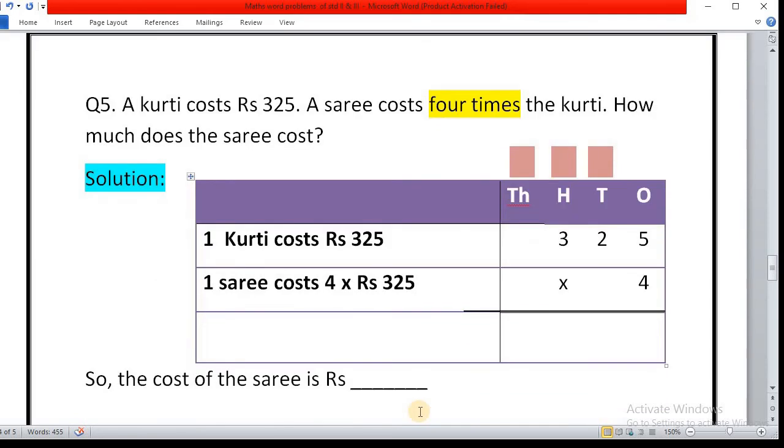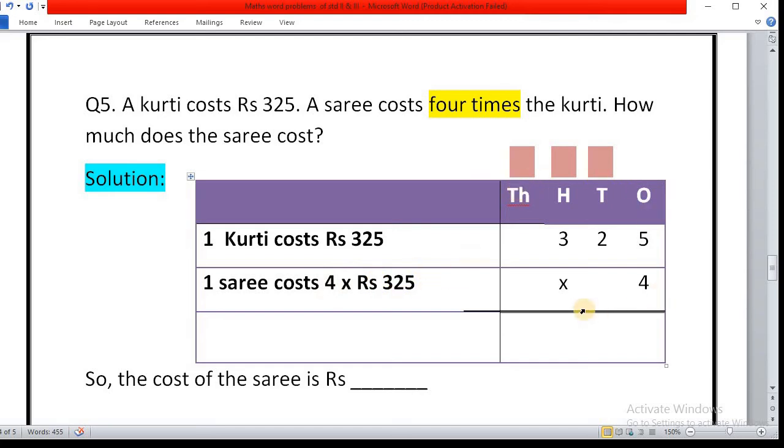Now, let's do question number 5. A kurti cost rupees 325. A sari cost 4 times the kurti. How much does the sari cost? Here's the solution. One kurti cost rupees 325 and one sari cost 4 times the cost of kurti, means 4 into 325.